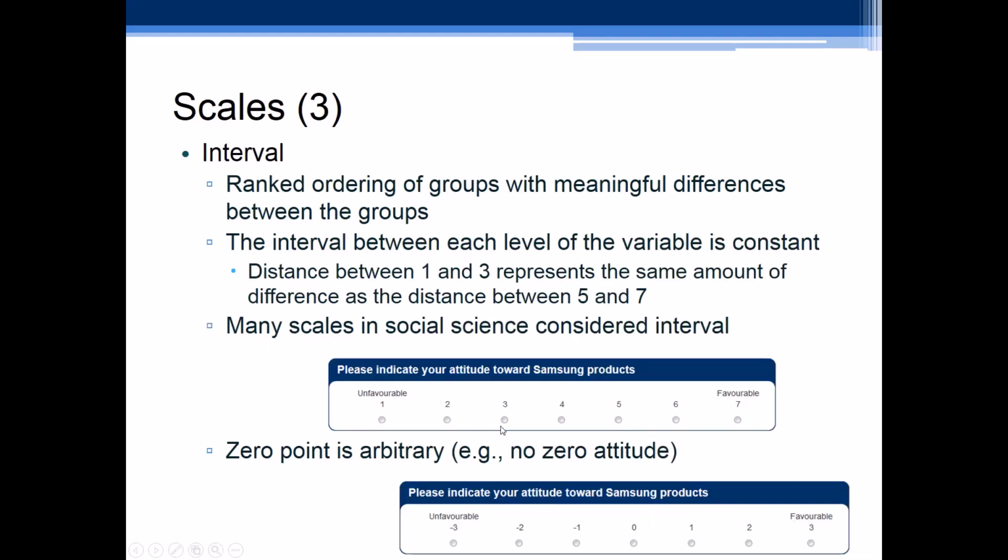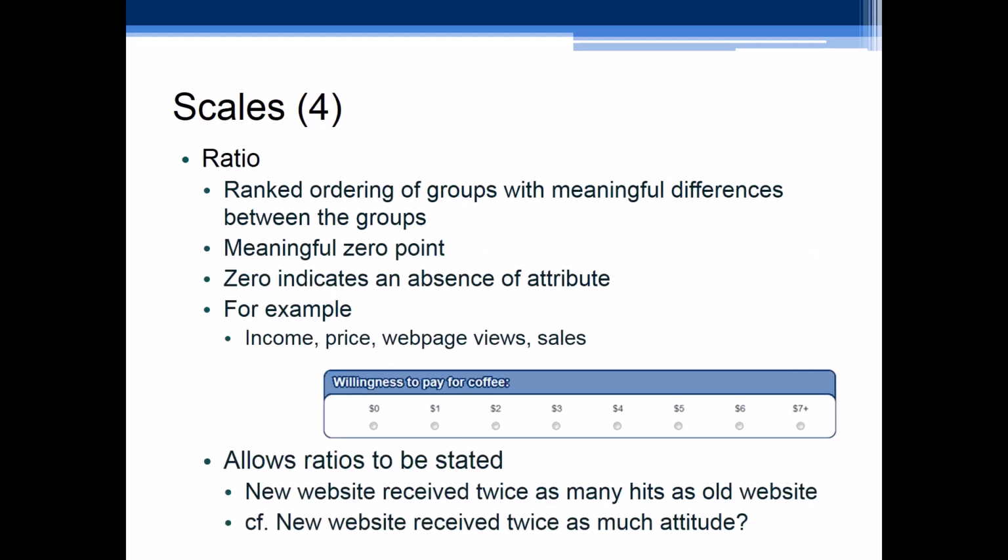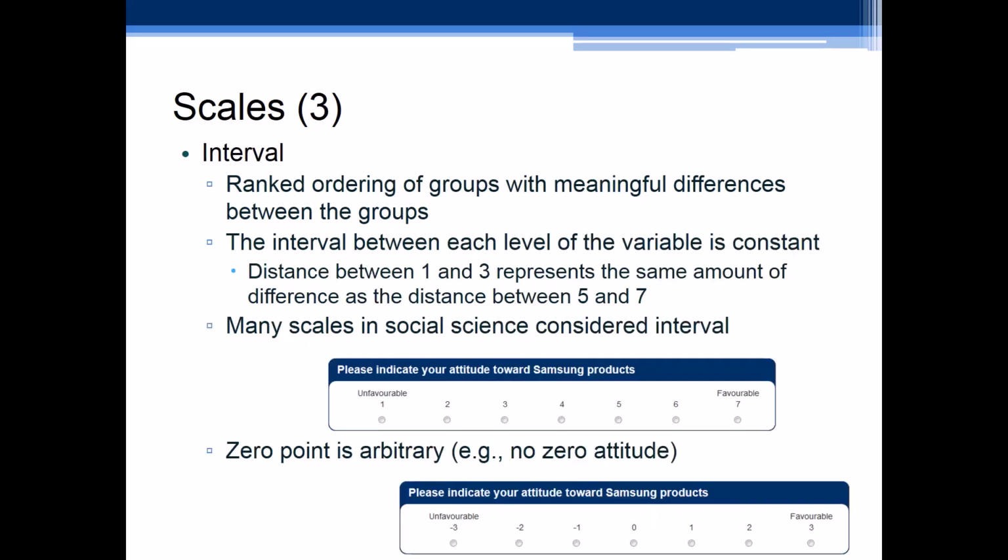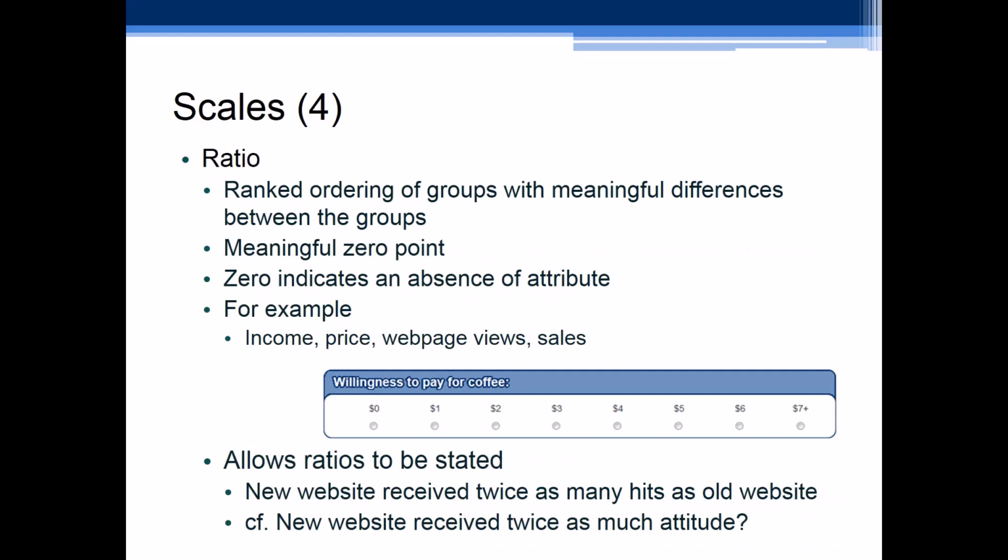We couldn't come back if we were to get a 2 and a 4 rating here and say person A had half as much attitude as person B. It wouldn't make as much sense there. Right? So with ratio scales, we've got a meaningful 0, which allows us to make those fractional judgments. With an interval scale, the 0 is non-meaningful. It's just arbitrary. So that applies with things like price, say web page views, the number of people coming to your website, or the number of people making a purchase, anything where there is a true 0 point.